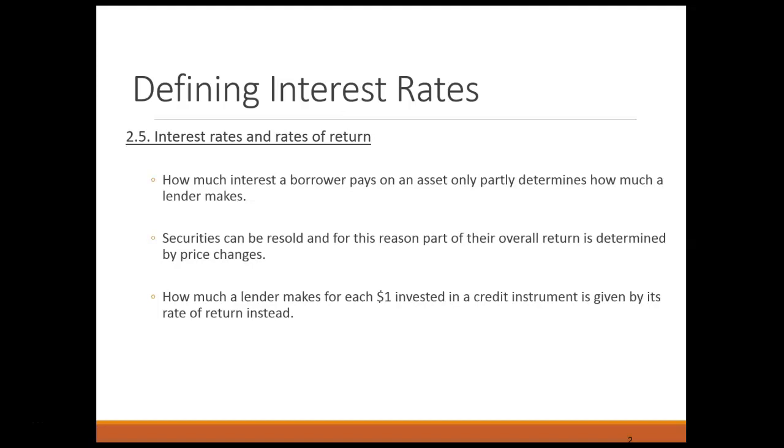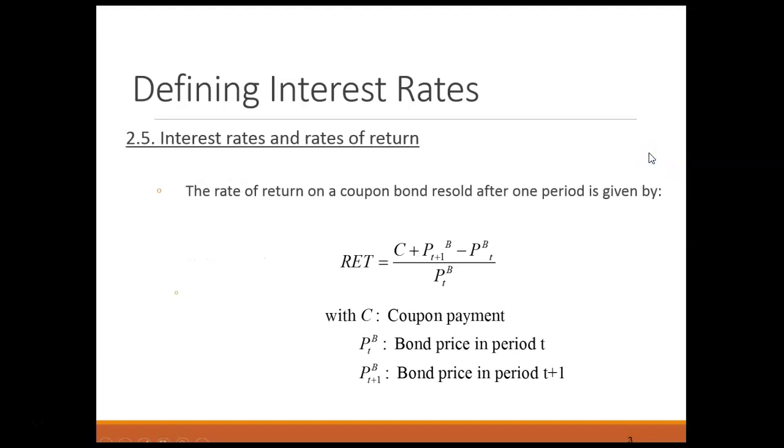The reason why there can be a difference between the two is that while a lender is entitled to fixed interest payments contractually determined by the price they originally paid for the contract, the circumstance that assets can be sold in secondary markets means that price changes for an asset over time also can affect how much a lender makes overall. How much a lender makes in total for each $1 invested in a credit instrument is then given by its total rate of return instead.